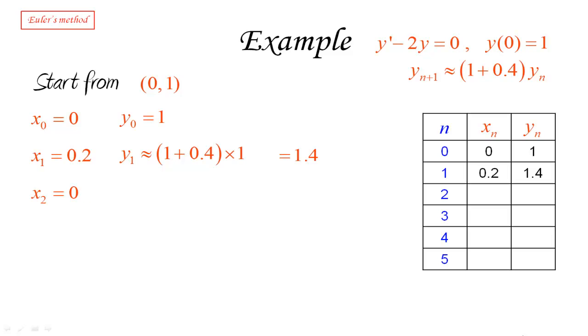Okay, off to the next one. x2, again, we're moving up by 0.2 more, so we're at 0.4. Apply the formula again. Feel free to pause to check the calculations at each stage.